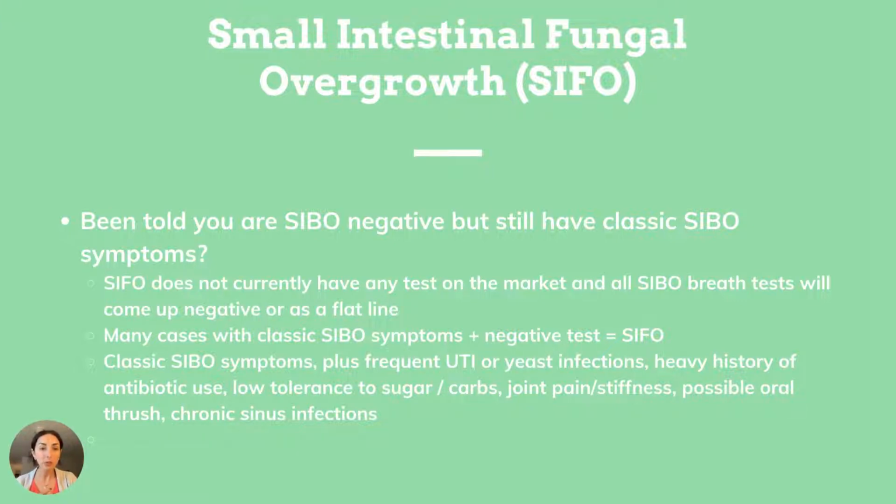So usually I would see frequent UTI cases, frequent yeast infections, a lot of antibiotic history and usage, a low tolerance to sugar and carbohydrates, joint pain, stiffness, maybe some overgrowth in the mouth, which is called oral thrush, and that would look like a white tongue. And sinus infections. All these things can point to SIFO, and there's currently no test available for SIFO. So that's something I usually assess based on symptoms. We'll definitely be talking about that if this is your case.